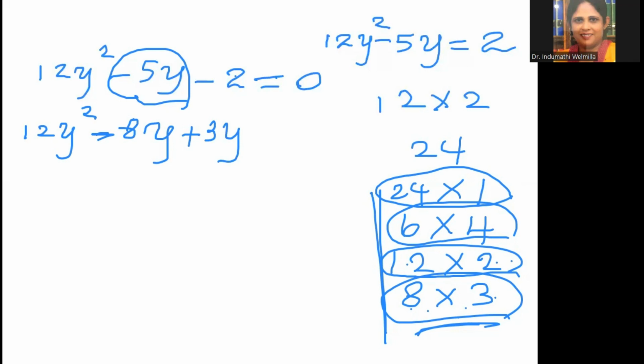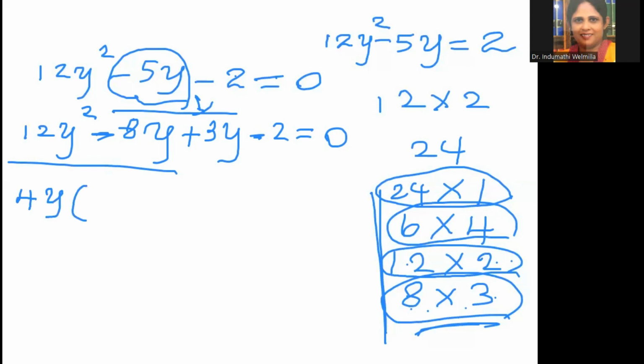If we put both as minus, that becomes minus 11. If we put both as plus, then it's plus 11y. So therefore, the correct way to expand this value is minus 8y and 3y, and minus 2. This is the constant value. Okay, so then this part, instead of 5y. Now when we consider the two terms together, what are the common factors? 4 is common and y also common.